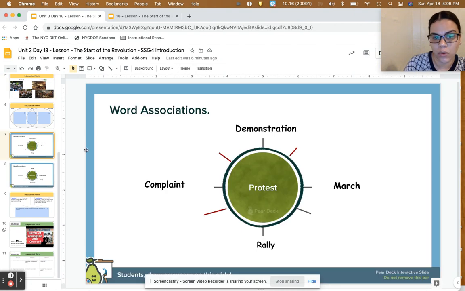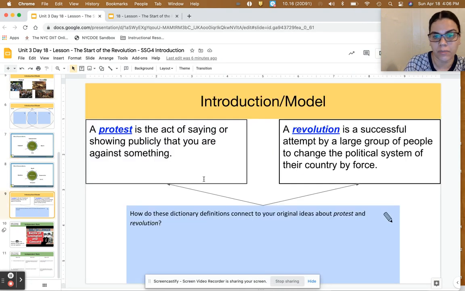If you're not doing the word associations activity, the activity provided requires students to read the definition, or the teacher can read the definition of both, and then reflect on the meanings of the words and how it compares to their original ideas of what protest and revolution means.